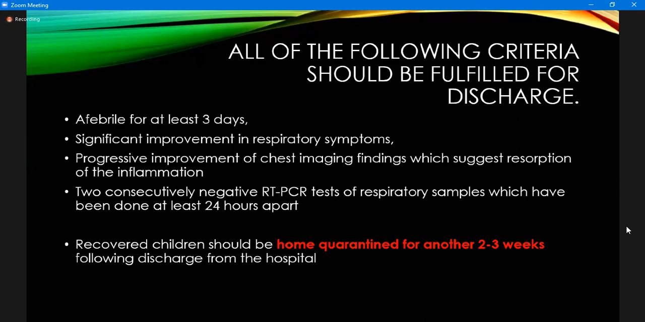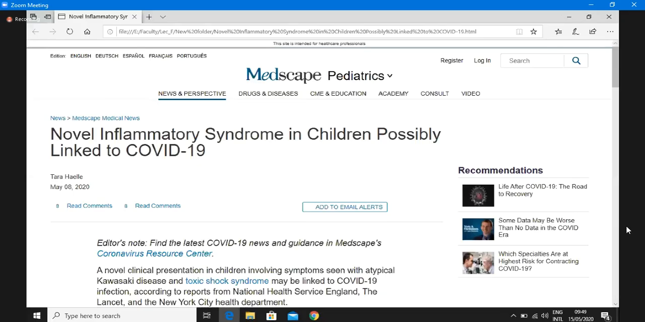Now, all the following criteria should be fulfilled for discharge. The child should be afebrile for at least 3 days. A significant improvement in respiratory symptoms should be there. A progressive improvement of chest imaging findings, which suggests resorption of the inflammation. Two consecutive negative PCR tests of respiratory samples, done at least 24 hours apart. And although all these are met, it is recommended that recovered children be home quarantined for another 2 to 3 weeks following discharge from the hospital.